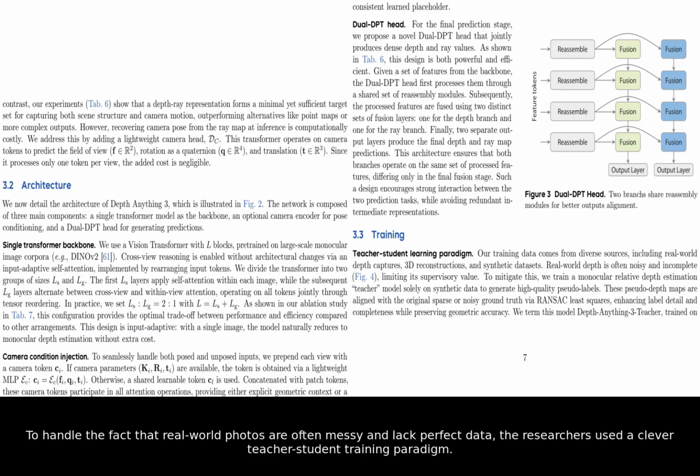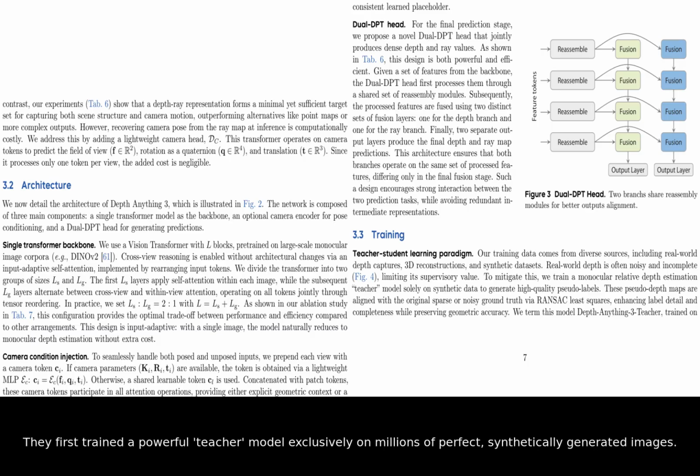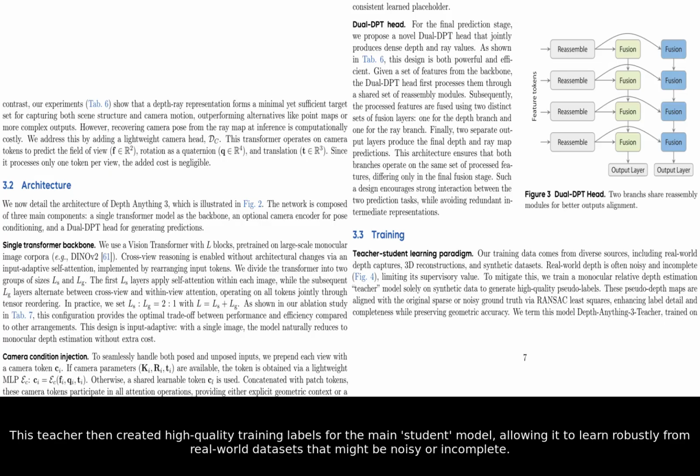To handle the fact that real-world photos are often messy and lack perfect data, the researchers used a clever teacher-student training paradigm. They first trained a powerful teacher model exclusively on millions of perfect, synthetically generated images. This teacher then created high-quality training labels for the main student model, allowing it to learn robustly from real-world datasets that might be noisy or incomplete.